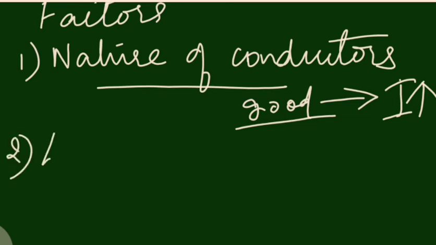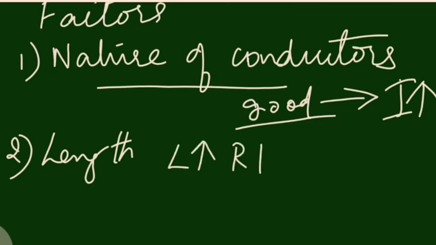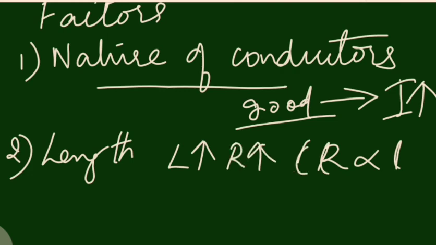Second factor is the length of the conductor, and we saw that if length increases, the resistance will decrease, because more length need to be covered, more collision will have to be suffered, so resistance will be less. Or resistance is directly proportional. Sorry, I wrote a mistake here. More resistance. Length increases, resistance will be more. Okay, so resistance is directly proportional to length.